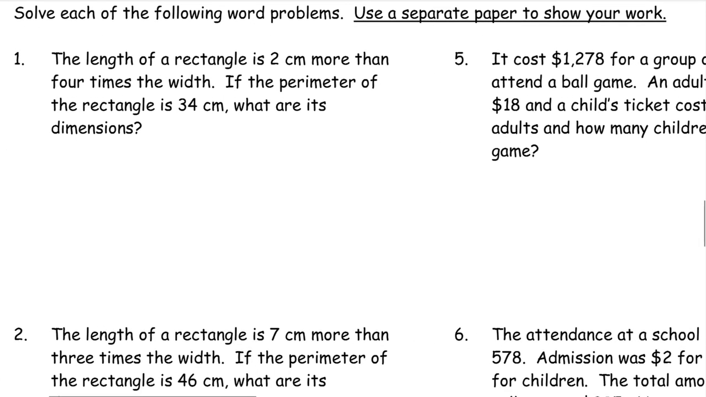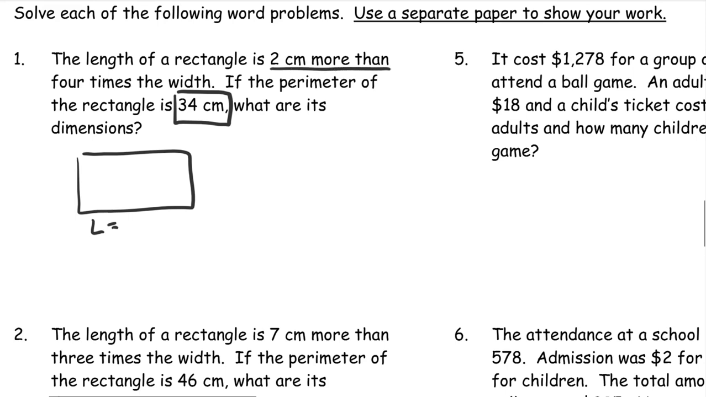Word problems. The length of a rectangle is 2 centimeters more than 4 times the width. If the perimeter of the rectangle is 34, what are its dimensions? So if we have a rectangle and we've got length equals 2 centimeters more, that's adding to 4 times the width. So length equals 4 times the width plus 2 centimeters.